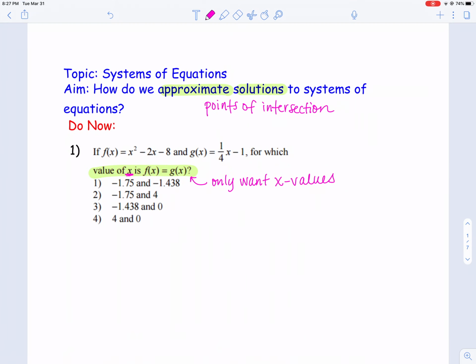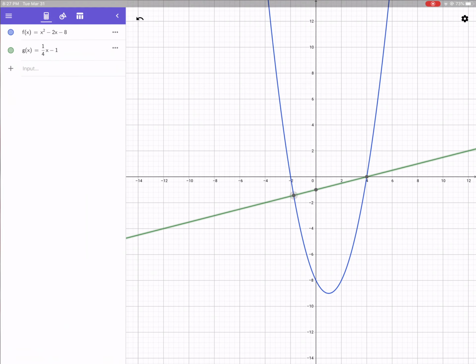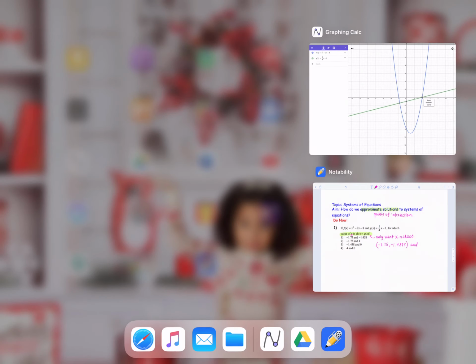Negative 1.4375. So I'm going to write that down. Negative 1.75, comma, negative 1.4375. But remember, there's another solution. Your other solution is this point of intersection, which is 4, 0.